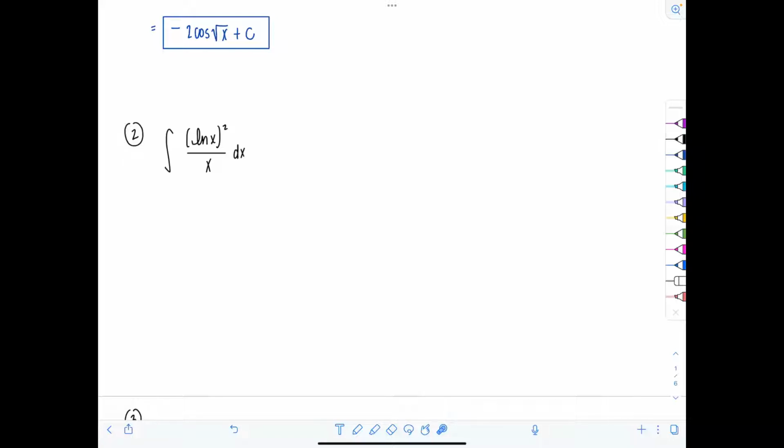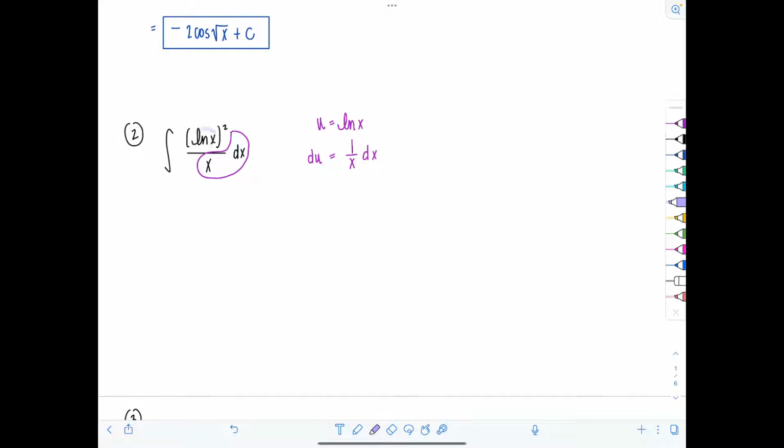Did you think of something? Yeah, we're going to let u equal natural log of x. And that's going to be a perfect choice because du would be, well, what's the derivative of natural log of x? Do you remember? Yes, it's 1 over x dx. And look, here's my little kidney bean. Bam, right there. So we don't have to do any rearranging. We're already set up to rewrite this integral in terms of u.